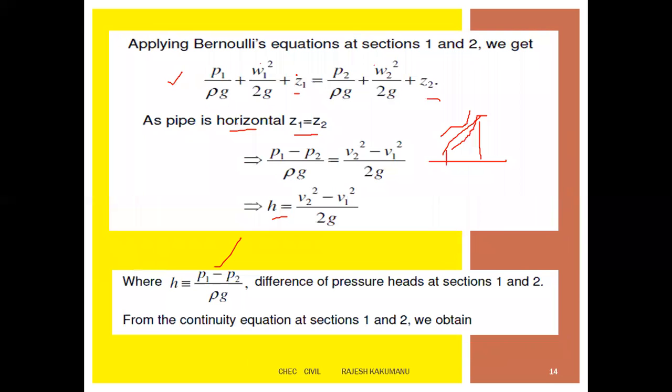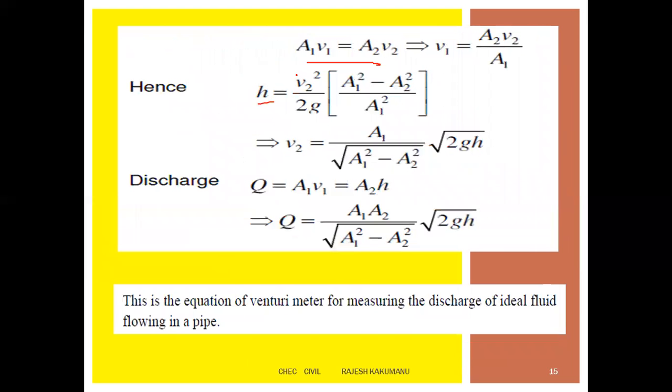V square by 2G. Now V square by 2G into (A1 square minus A2 square) by A1 square. Therefore, V2, taking this side, V2 is equal to A1 by root of A1 square minus A2 square into 2GH. Just this we have simplified.